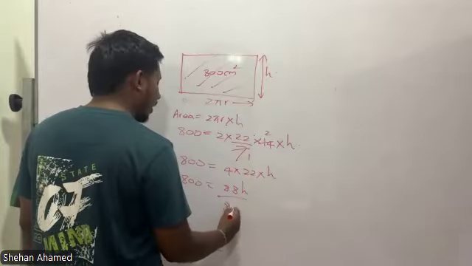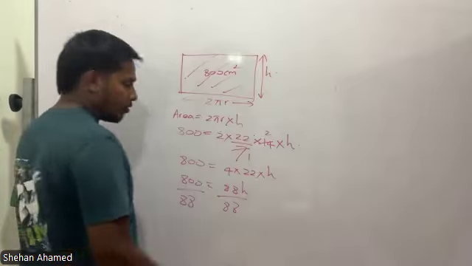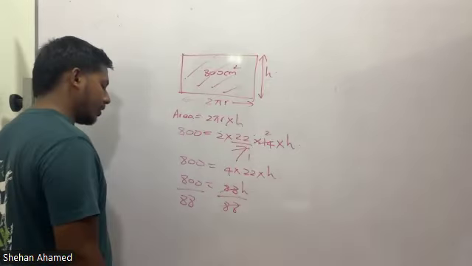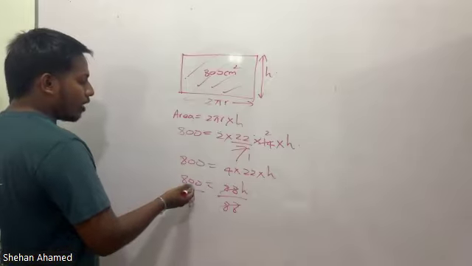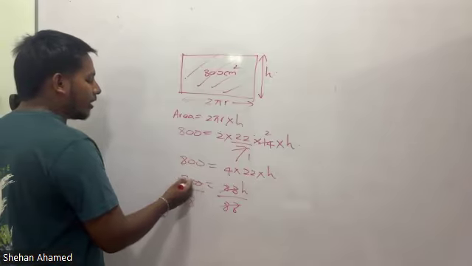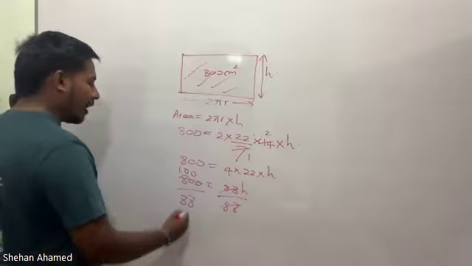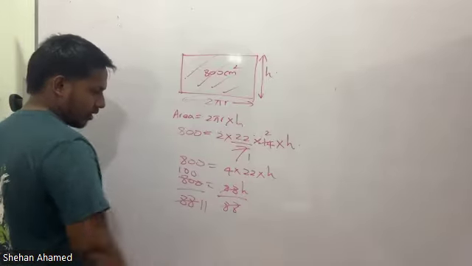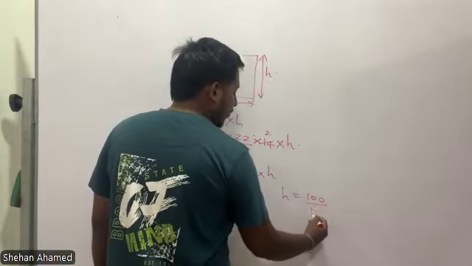Let's divide by 88 both sides. 88, 88 cancel. And you can simplify 800 and 88. Now 800 if you divide by 8, the answer is 100. 88 if you divide by 8, you get the answer 11. Now h is equal to 100 divided by 11.